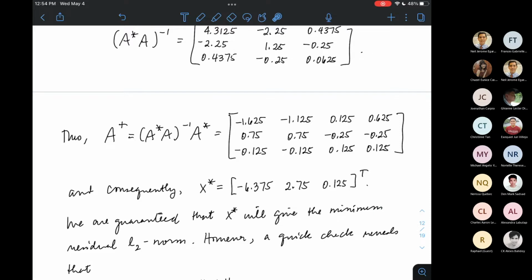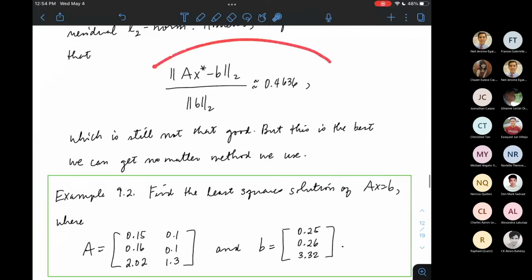Kaya lang, unfortunately, when we compute for the relative error, it's still huge. It's 46%. Okay? Malaki pa rin. Pero ang sinasabi nito, ito na yung pinakamaganda na makukuha natin. So there's no hope in getting AX very, very close to B, kasi the best that we can do is within 46% error. Alright? Now, mukhang hindi siya nakakatulong.